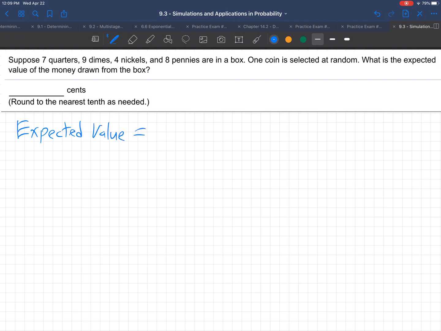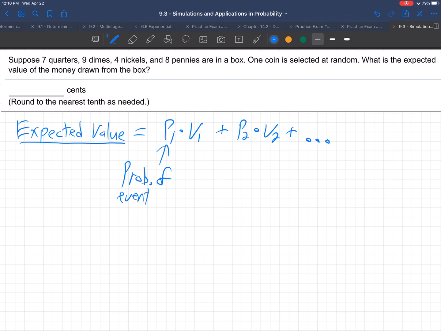Expected value is an important calculation. How it works is you take P1 times V1 plus P2 times V2 plus etc., where P1 is the probability of event number 1, and V1, let me back up a little bit, is the value, usually the dollar value, of event number 1, etc. So it's probability times value plus probability times value, etc.